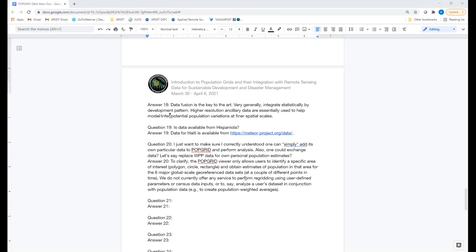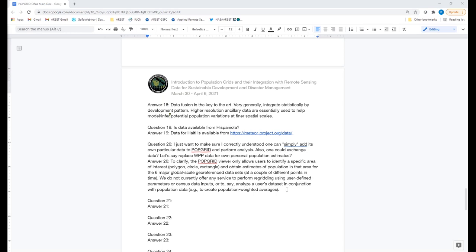I just want to make sure I correctly understand: one can simply add their own particular data to POPGRID and perform analysis. One could exchange data, let's say replace WPP data with their own personal estimates.